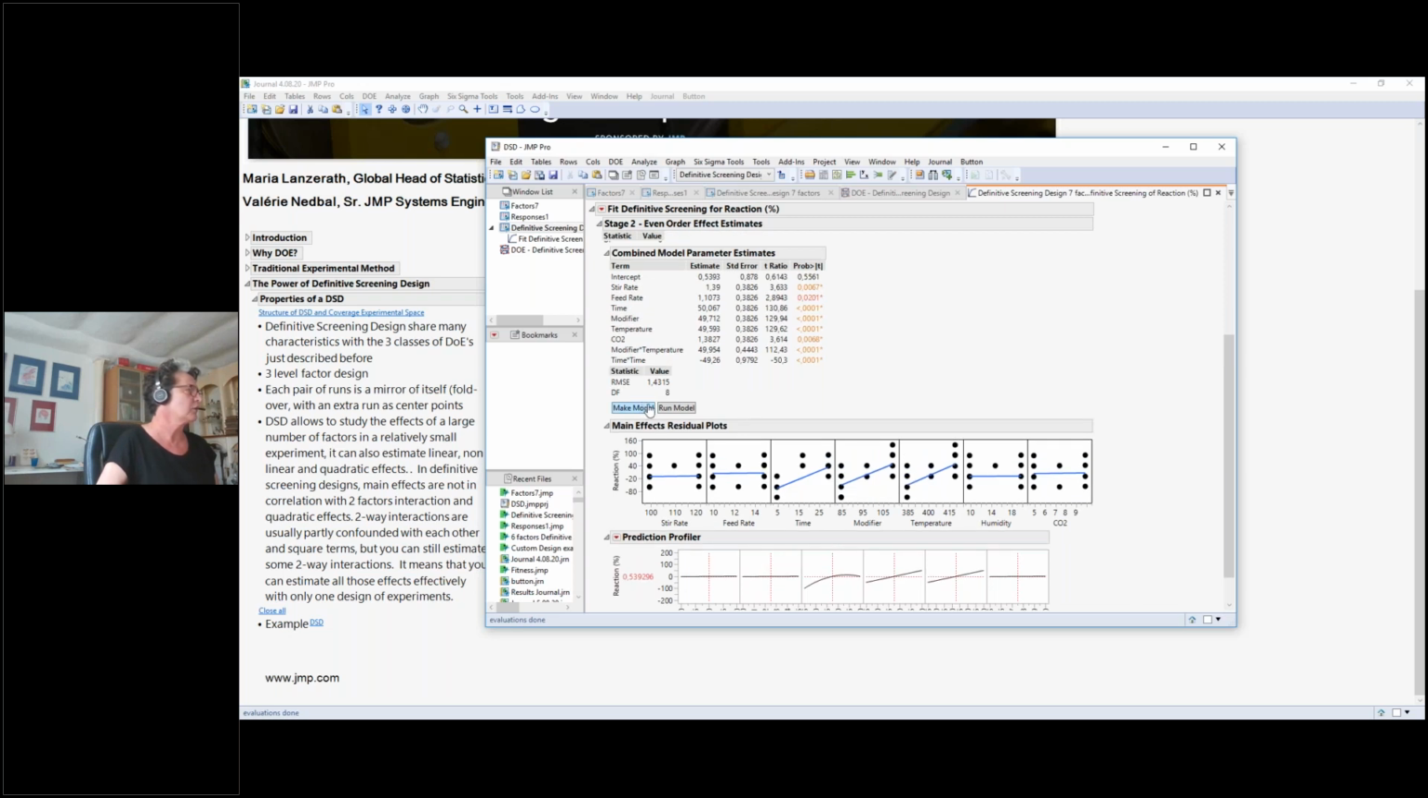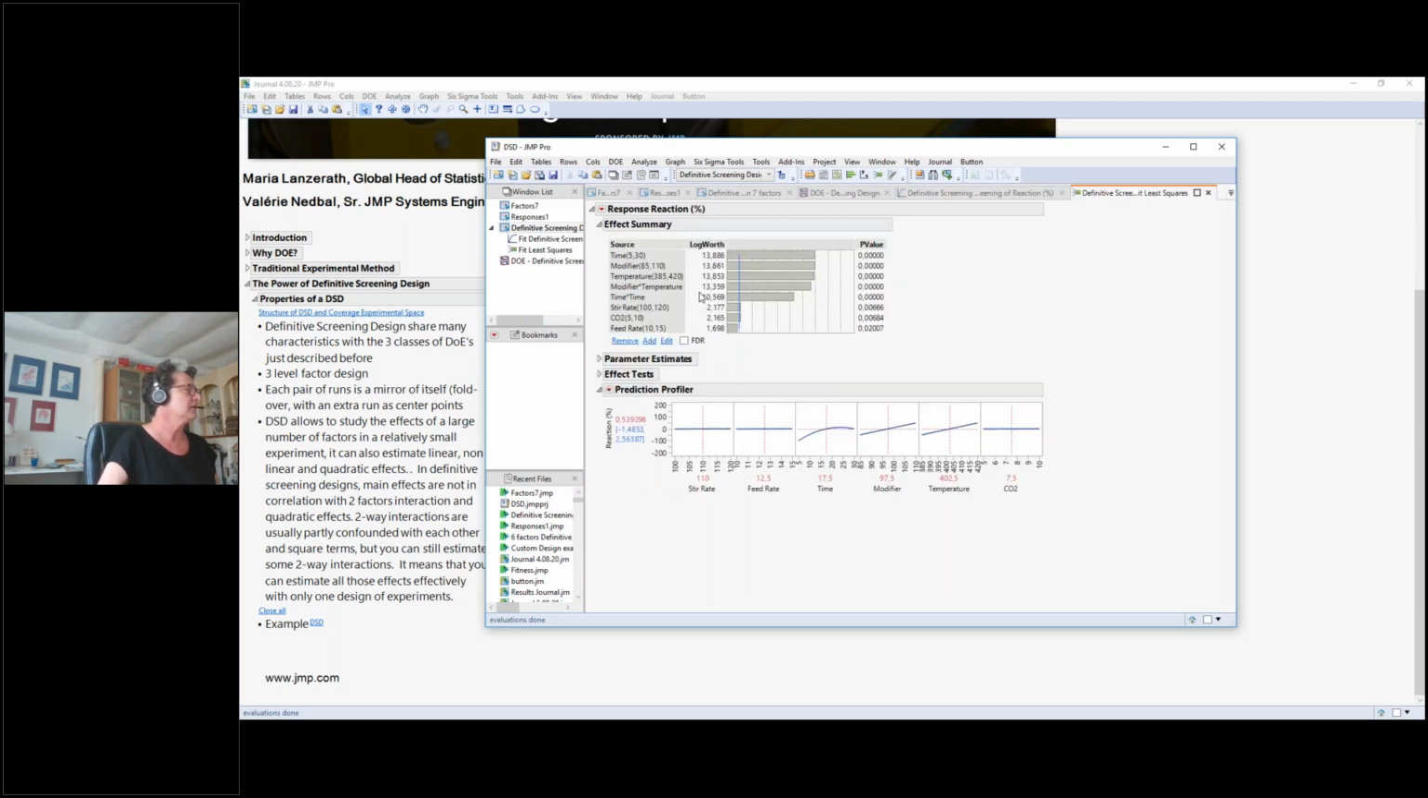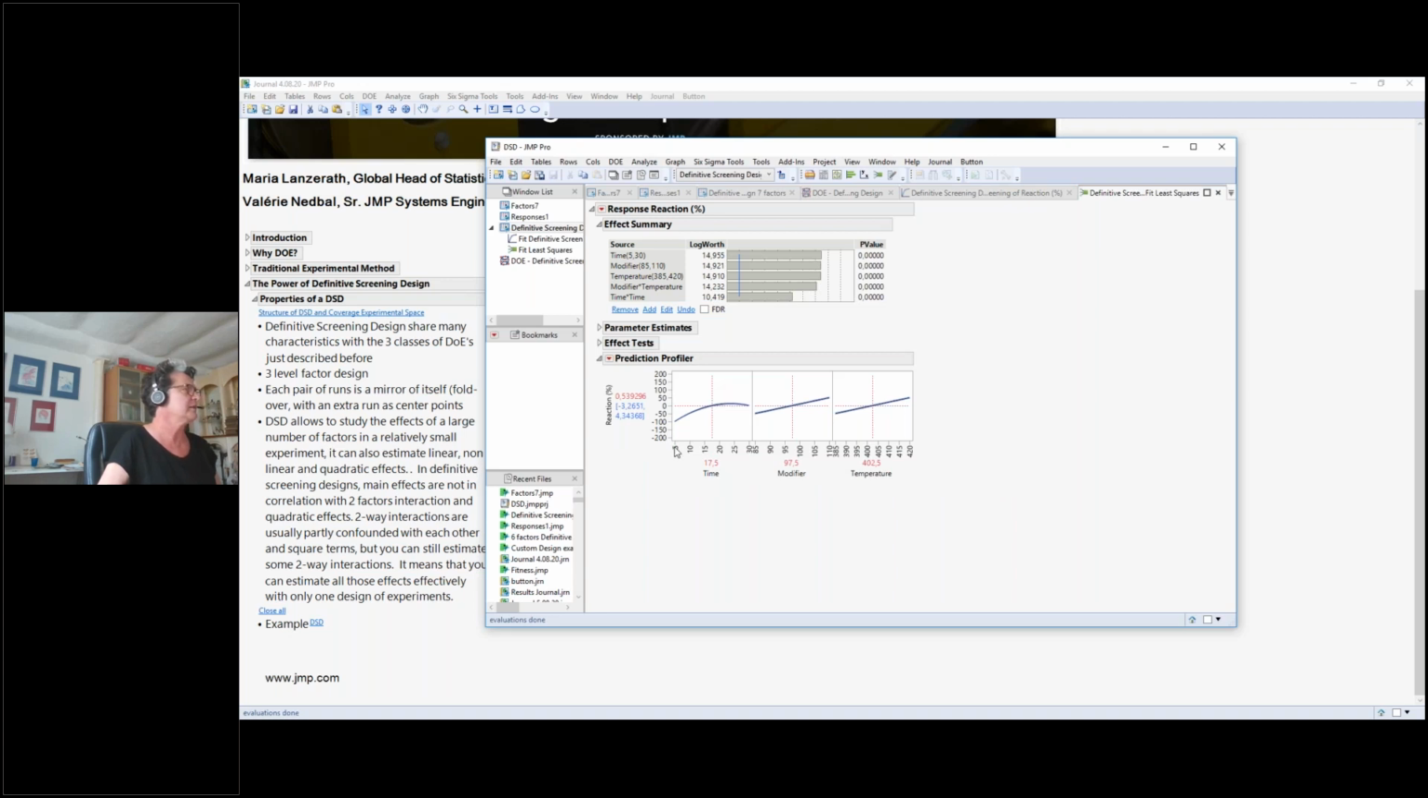You can make the model or run the model. And if you run the model, you will find again the effect summary with all the effects or with all the terms that are considered as significant. And you can see that 3 of those terms are not significant, so you can remove them from the model, to have one simple model with all your 3 different factors. And you can see that we could estimate a quadratic effect or a nonlinear effect of time, and also strong correlation or strong interaction between modifier and temperature.